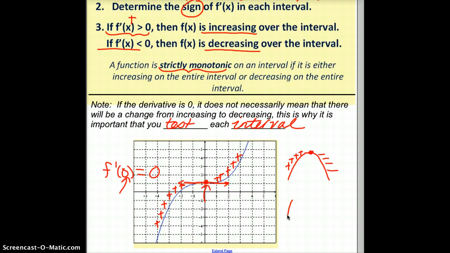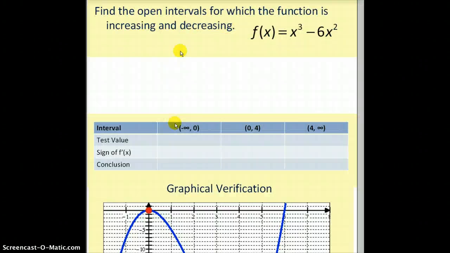If it was increasing, then it was 0 and still increasing, then I actually know I hit what some people call a saddle point, or where it plateaus for a little while. But notice that the fact that I had a critical value does not guarantee that I've changed from increasing to decreasing. So it says find the open intervals for which this function is increasing or decreasing.